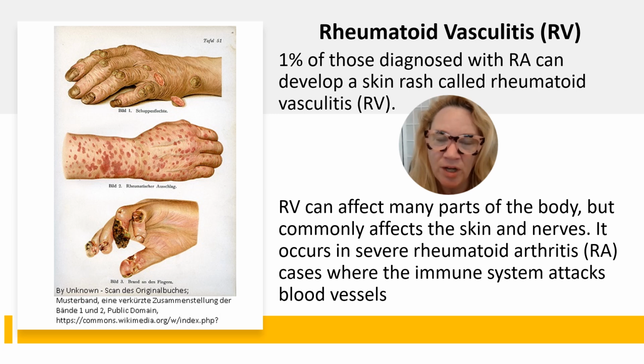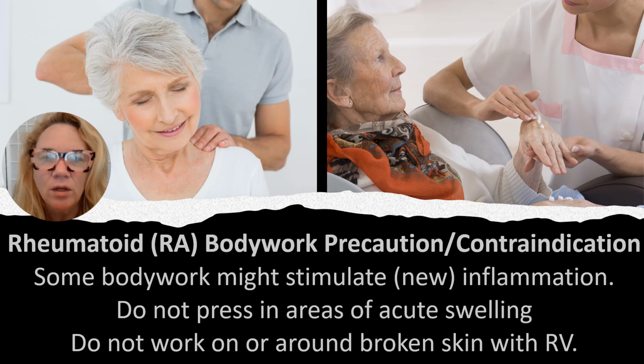Rheumatoid arthritis doesn't just affect the joints, it can affect many things within the body. And if it's affecting the nervous system and there's neuropathy where somebody's feeling numbness in an area, that would be a bodywork precaution or contraindication. You do not work in areas where the clients cannot feel what you're doing. So for rheumatoid arthritis, bodywork and massage precautions and contraindications: whenever there's a neuropathy, we're not going to work in the area. If they have RV, we also don't work on broken skin.